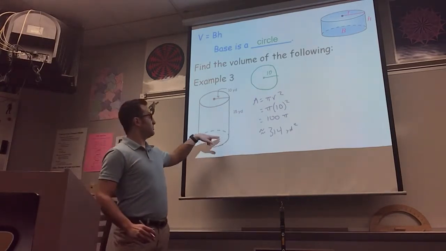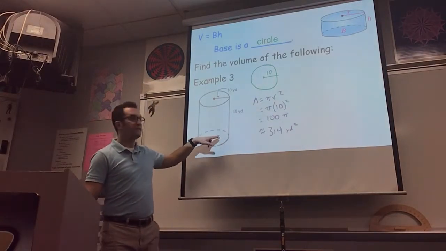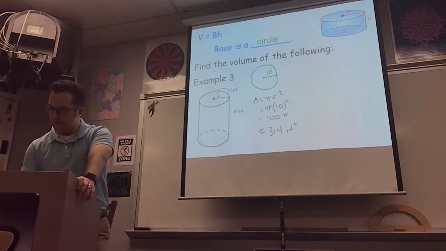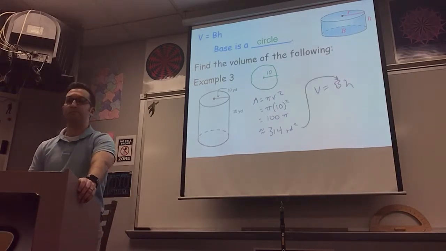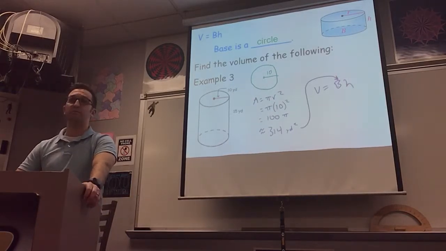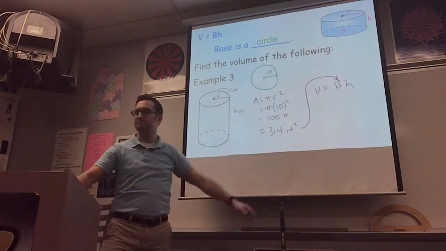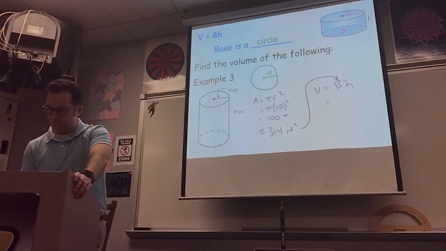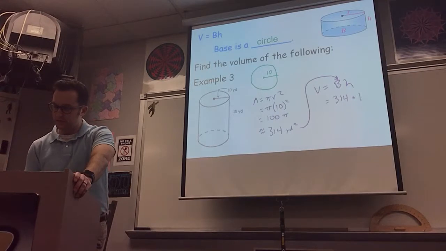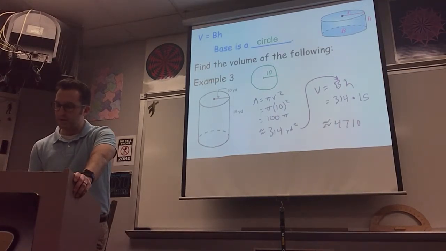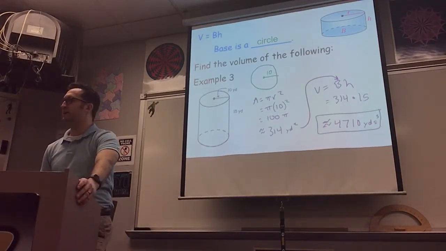What do I do with that area? How many layers are there going to be of that area? 15 layers, right? So V equals capital B H. I'm putting that into this. Guys, I'm going to be honest, I draw the arrow every time. It helps me remember what to do with this value. 314 times 15, well, this is an approximation, so 4,710. I know that you guys really wanted to plug that in your calculator, but I didn't let you.